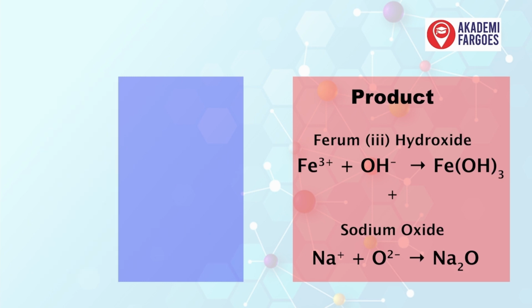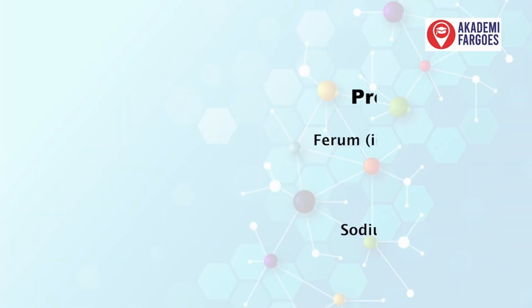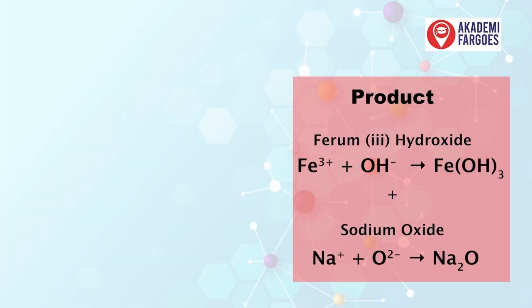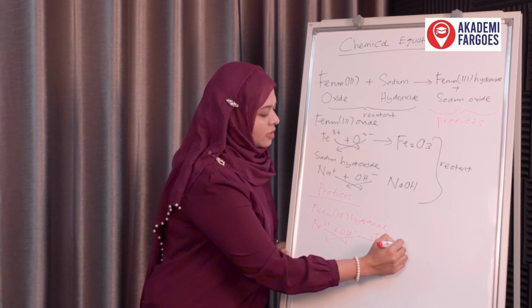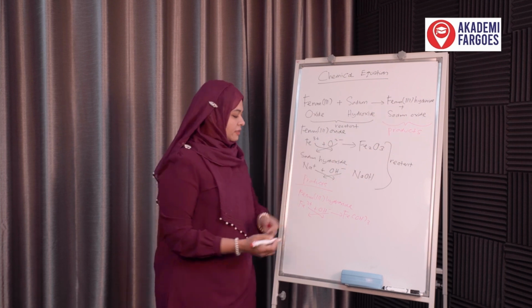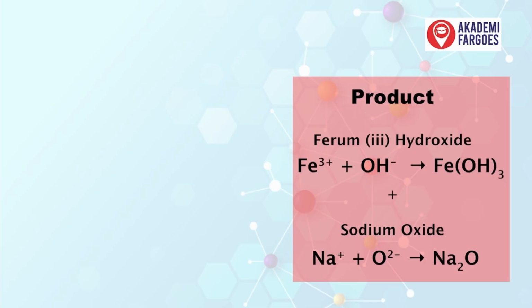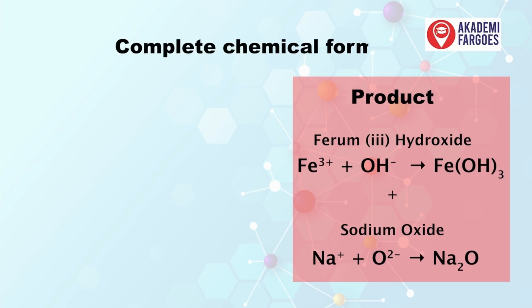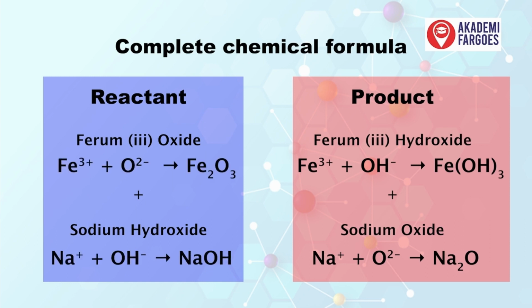I'm going to write the chemical formula for the products. Ferrum 3 hydroxide, Fe3+, OH minus, 3 come here, minus 1 come here. Fe(OH)3. Sodium oxide, Na plus, oxide 2 minus, 1 come here, 2 come here. Na2O. Complete chemical formula for products. This is a complete chemical formula for reactants.